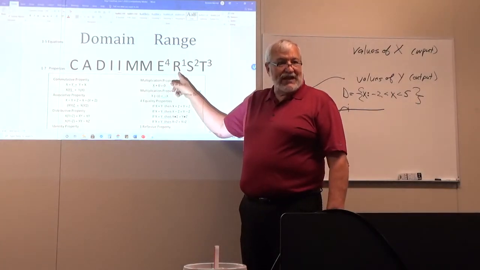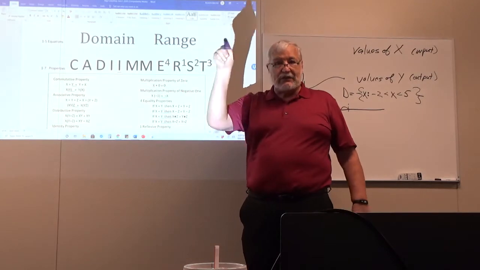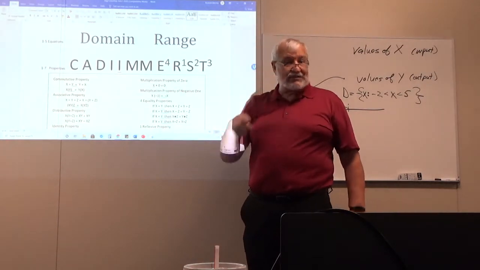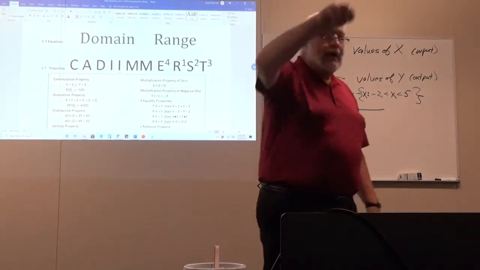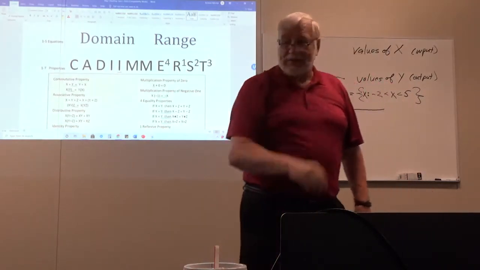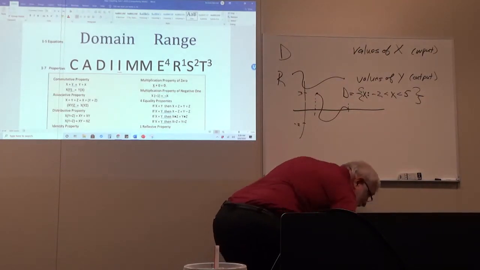Reflexive is x equals x. Symmetric is if x equals y, then y equals x. And transitive has the three of them. If x equals y and y equals z, then x equals z. Okay, so, all right, those are all the properties.